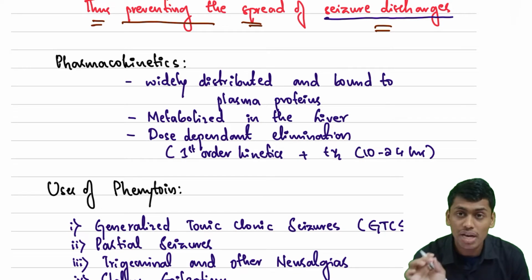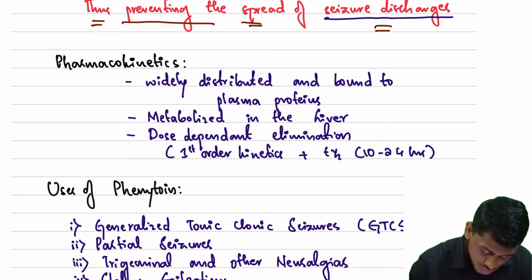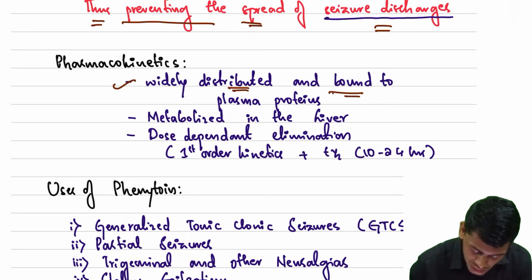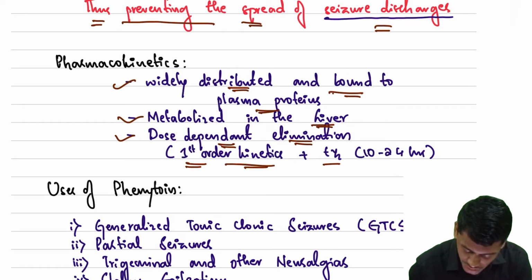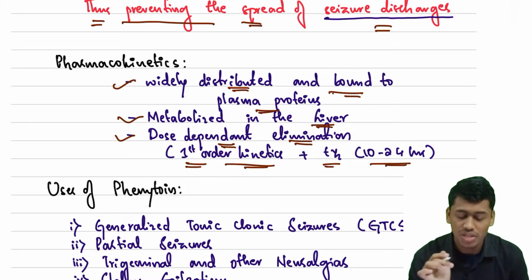Moving on to the pharmacokinetics of phenytoin. Phenytoin is widely distributed and bound to plasma proteins. It is metabolized in the liver and also has dose dependent elimination in the body. That is, it follows first order kinetics with a half-life of 10 to 24 hours.